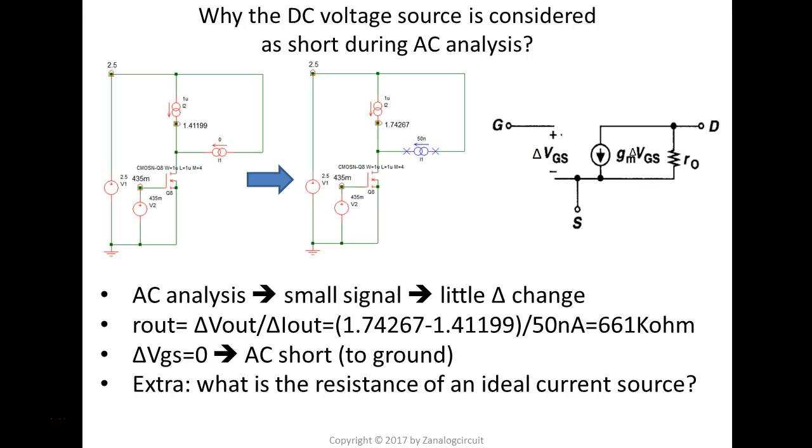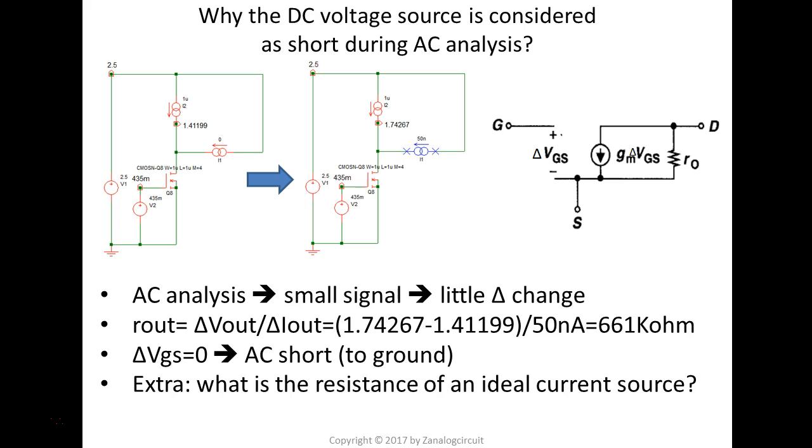Hello guys, in today's video we'll talk about one of the puzzling problems I had, as many of you could have, when I was studying circuit design. So the question is, why is the DC voltage source always considered a short during AC analysis? A DC voltage source has a certain voltage above the ground. Why is it considered a short during the analysis?